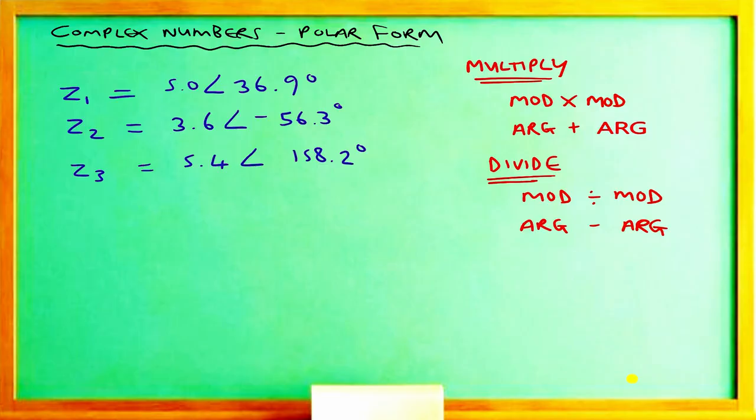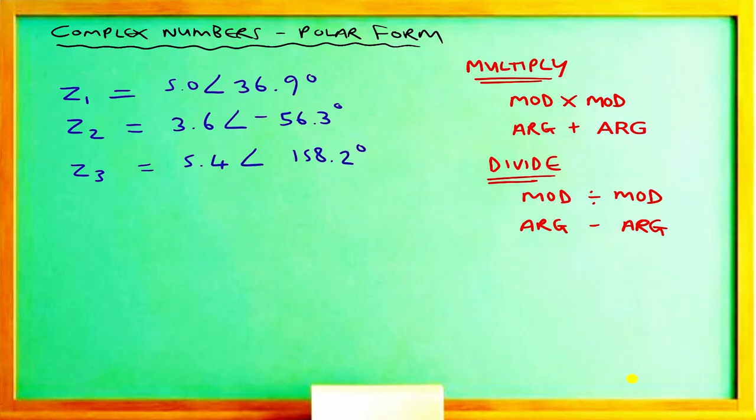In this video, we're going to convert complex numbers from Cartesian form into polar form, and we can look at some of the advantages of doing so. On the right-hand side, I've made a couple of notes regarding the multiplication of two complex numbers in polar form and the division of two complex numbers in polar form.